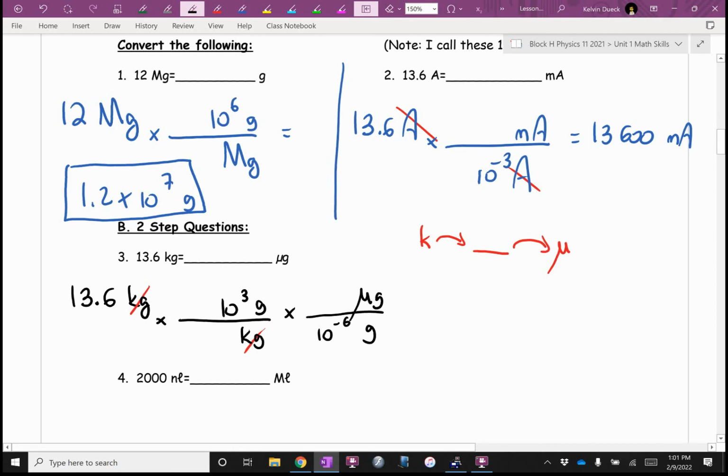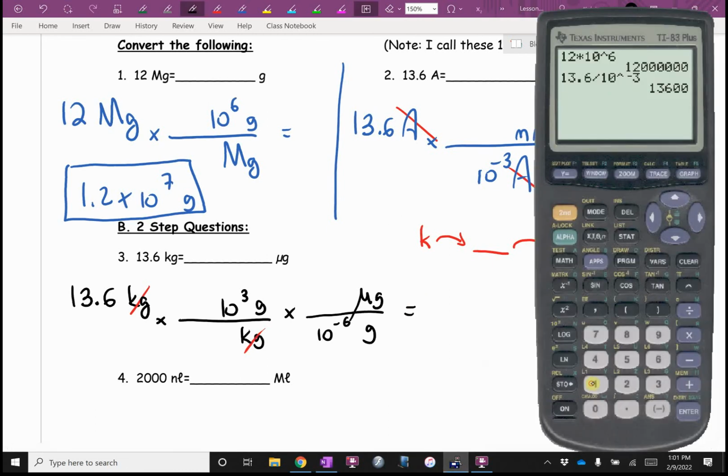I'll times by 10 to the positive 3. I'll divide by 10 to the negative 6. I have no idea what the answer is. That's what my calculator is for. 13.6 times 10 to the 3 divided by 10 to the negative 6. And I get, ooh, my calculator gave me an answer in scientific notation, so I'll go with it. I get 1.36 times 10 to the 10th micrograms.